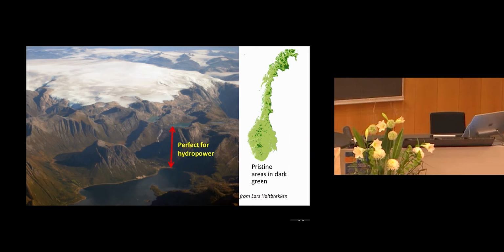But if you see that Norwegian map, the dark green areas are those that are left today of pristine areas. So we should not go into those areas, in my opinion. Maybe we just have to keep some areas undisturbed by humans, even if they are perfect for hydropower, right? I think most of you agree on that.